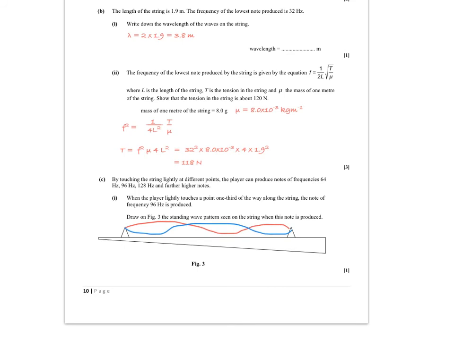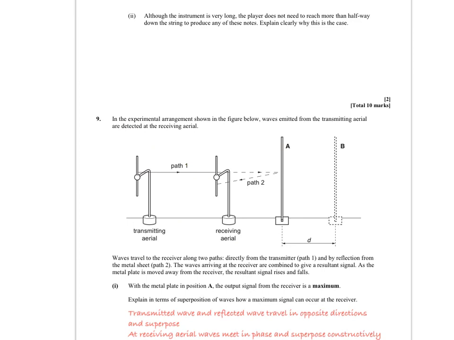Now that's going to be produced when he basically places his finger on the string here. So he's changing the length of the string so that this bit oscillates with the fundamental frequency. So he's put his finger 1/3 of the way down the string, changed the string length, and got 1 loop. This is important going on to the next, because the next question asks us why the player doesn't need to reach more than halfway down the string to produce any of the notes.